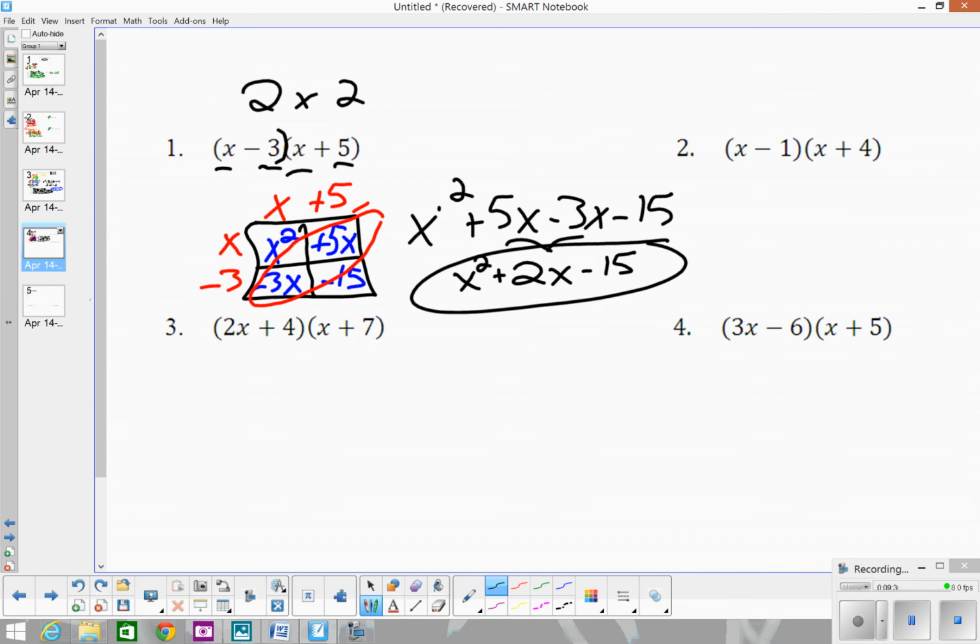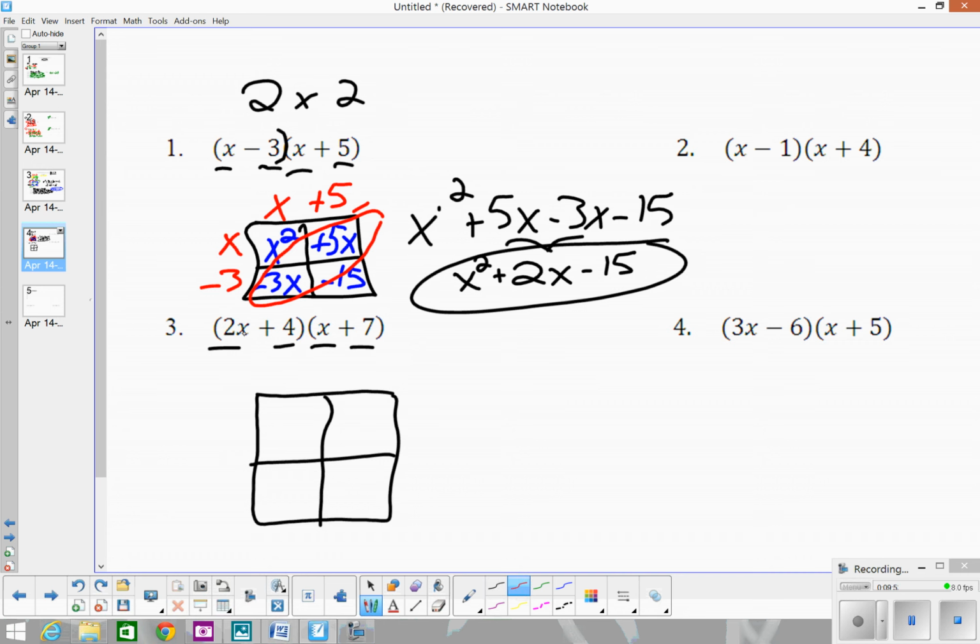Okay, and lastly, let's try number 3. First thing I want to do is set up my boxes. Now this is a 2 by 2, so I need a 2 by 2 box. There we go. That's a little bit bigger box, but that's okay. Now step 1 is to set up our box. First term next to the first box. Second term right underneath. Okay, good. Second set of parentheses, second binomial, it's going to be first term on top. First term in the first box, and then add plus 7. Awesome. Okay, good. Next step, find the area of each box.